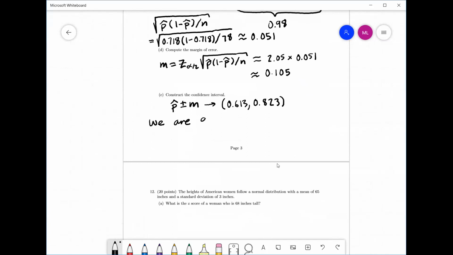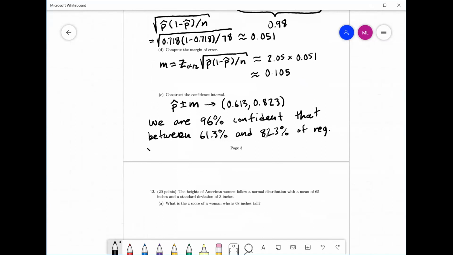We are 96% confident that between 61.3% and 82.3%, just converting these decimals to percentages, of registered voters voted in the last election.